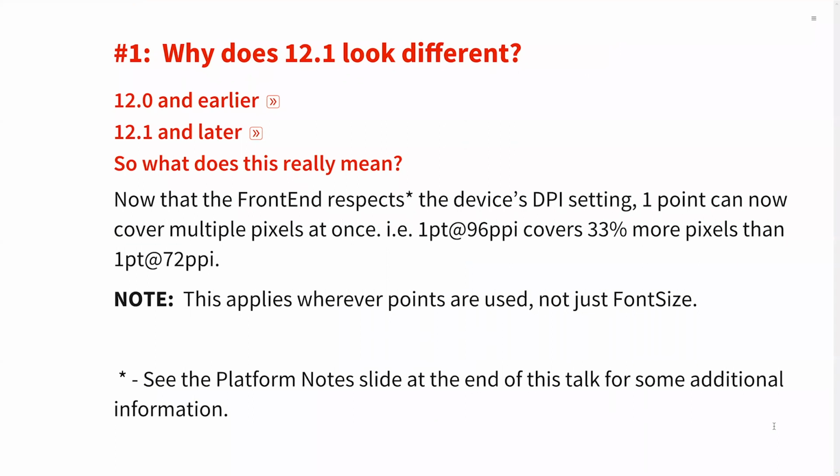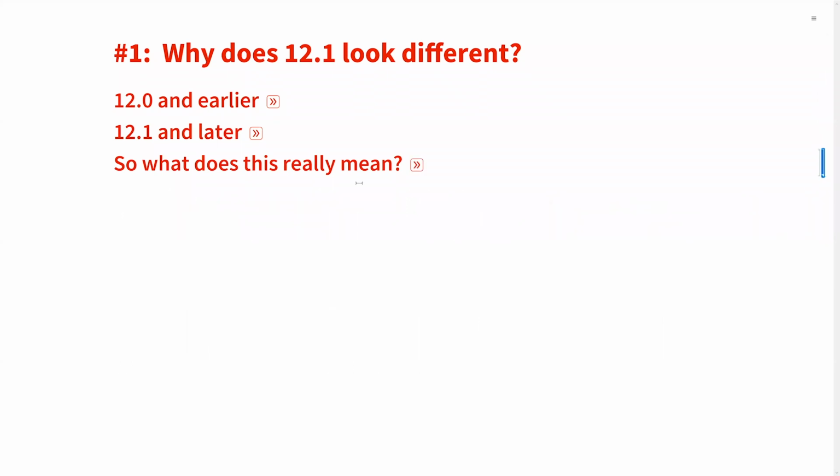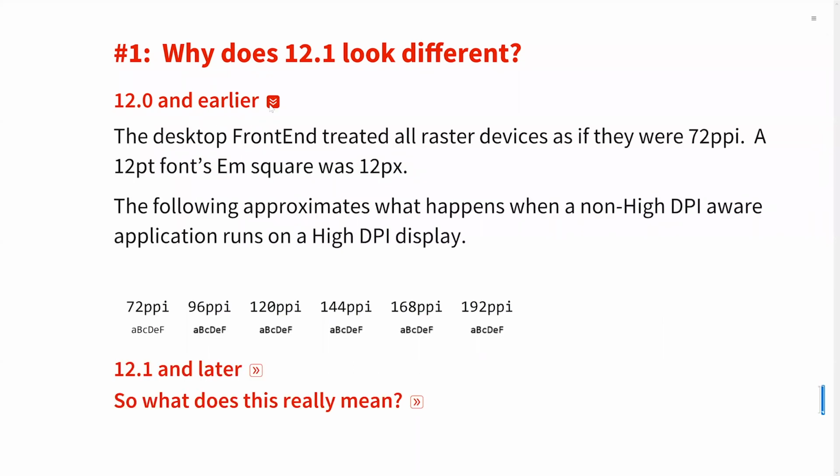Which brings me to probably the very first point of 12.1, which is the very first question I get asked: why does 12.1 look so different if I'm on Windows or Linux? And the main reason is this. In 12.0, the desktop front end was not completely resolution independent, and so it classified all desktop displays as being 72 dots per inch. Translation: if you asked for a font of 12 points and we drew it to screen, the EM square of it, which is the space that a character could take, would be 12 pixels.